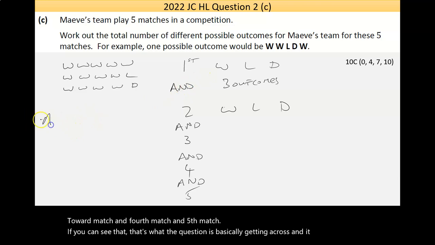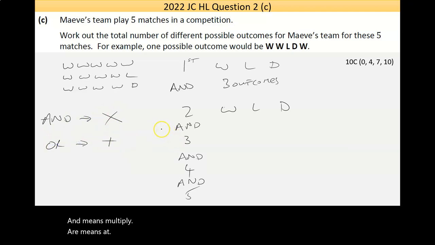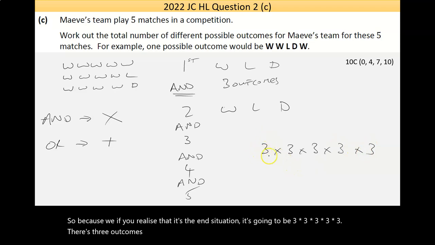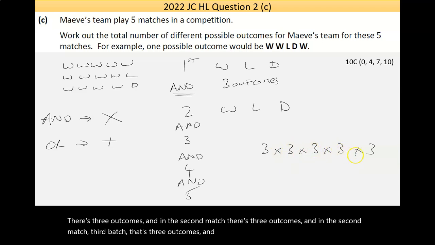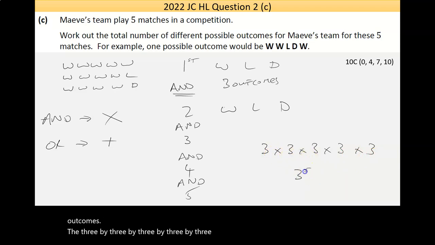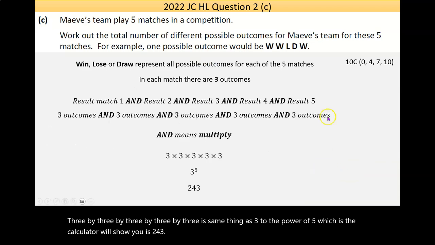And in probability, and means multiply, or means add. So if you realize that it's the and situation, it's going to be 3 times 3 times 3 times 3 times 3. There's 3 outcomes, and in the second match, 3 outcomes, and in the third match, 3 outcomes, and fourth match, 3 outcomes, and fifth match, 3 outcomes. Now, 3 by 3 by 3 by 3 by 3 is the same thing as 3 to the power of 5, which the calculator would show you is 243. So the notes here have done the same thing.